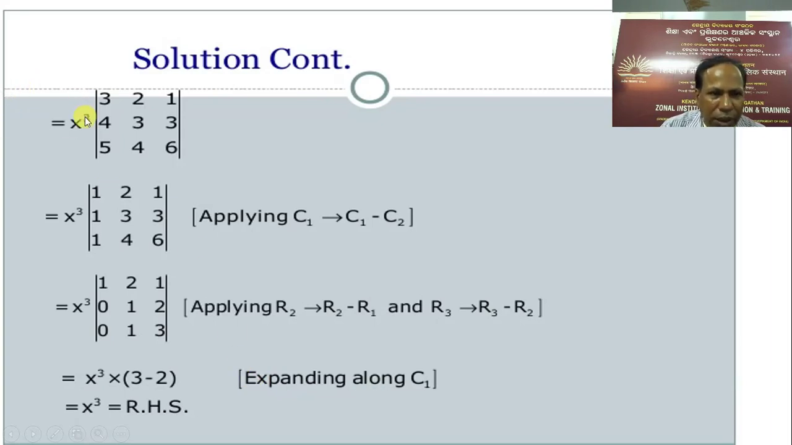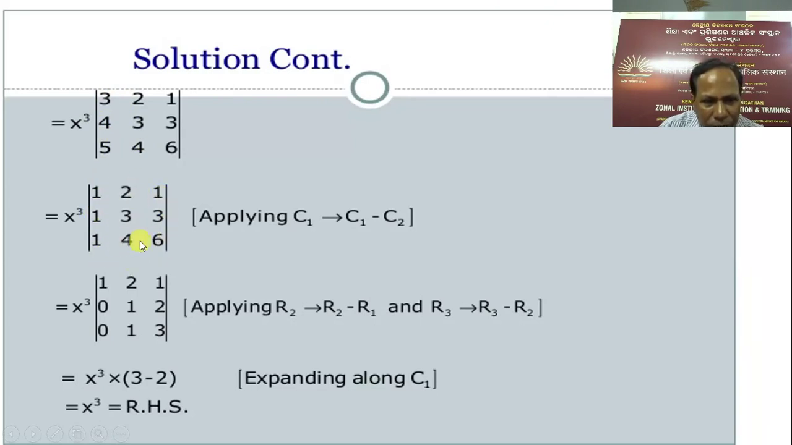So it is x cube into 3, 2, 1, 4, 3, 3, 5, 4, 6. Now we'll further simplify this determinant. Now x cube into, we have applied the property C1 replaced by C1 minus C2. By doing that, it will be 3 minus 2, 1, 4 minus 3, 1, 5 minus 4, 1. Means the elements have become simpler. So it is 1, 2, 1; 1, 3, 3; 1, 4, 6.